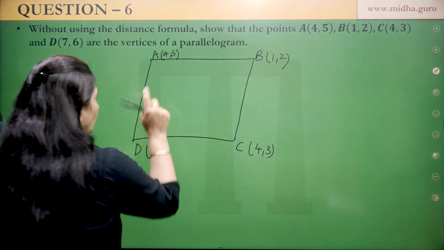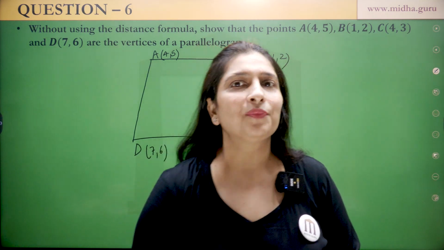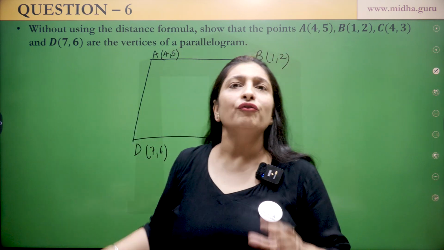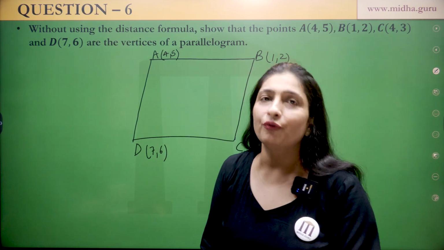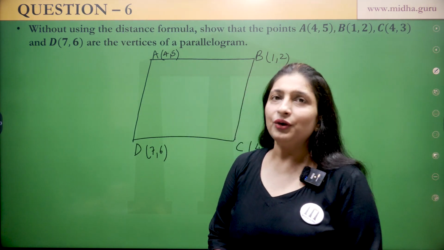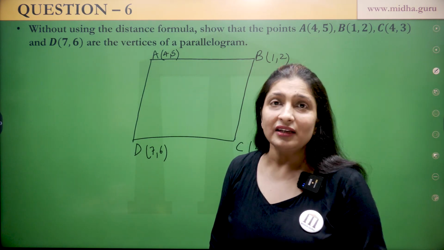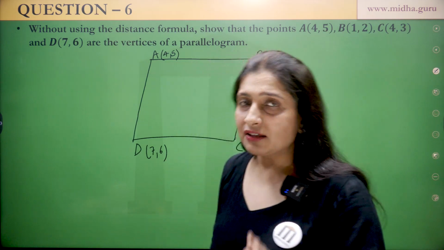How can we prove a quadrilateral to be a parallelogram? What are the criteria? We have to prove any one pair of opposite sides equal and parallel. This is one of the ways. Equal and parallel. But we don't have to use the distance formula, so we cannot show equal. We don't have to find the distance. So by using the slope, and next, first I'll tell you the next way.